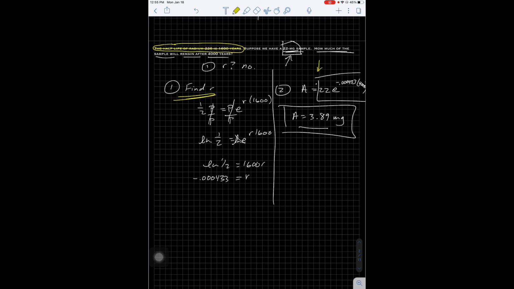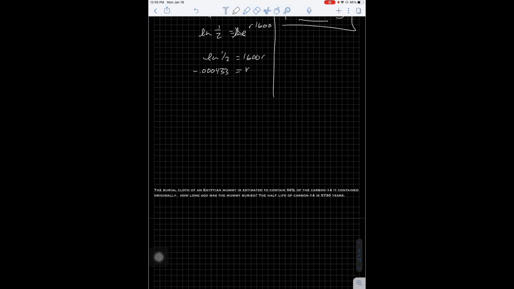Okay, let's do one more. A burial cloth of an Egyptian mummy is estimated to contain 59% of the carbon-14 it contained originally. How long ago was the mummy buried? The half-life of carbon-14 is 5,730 years.